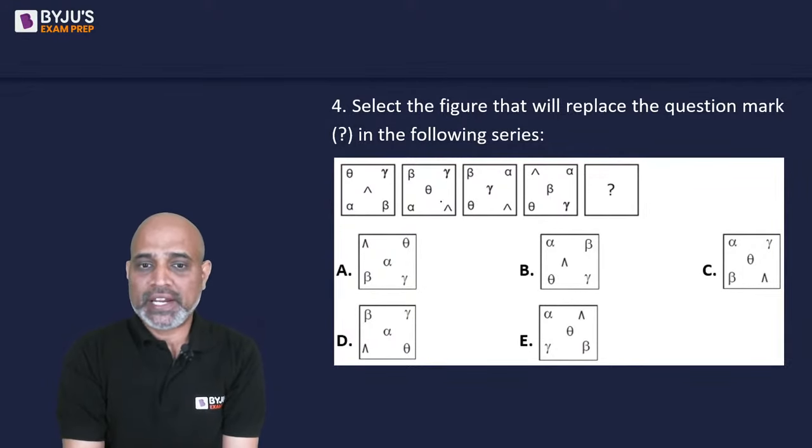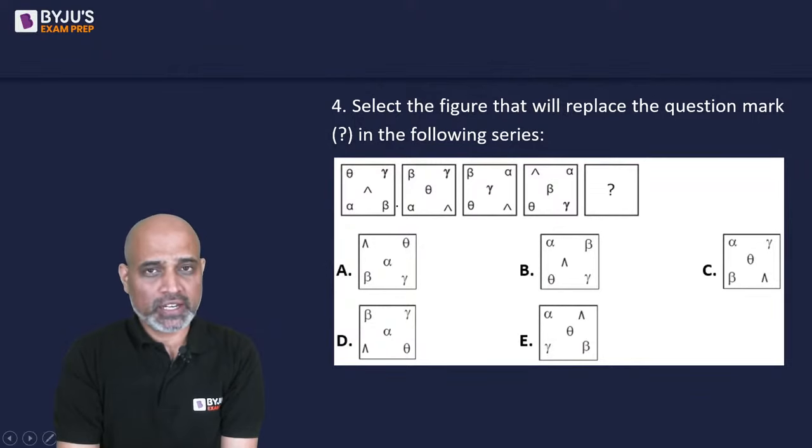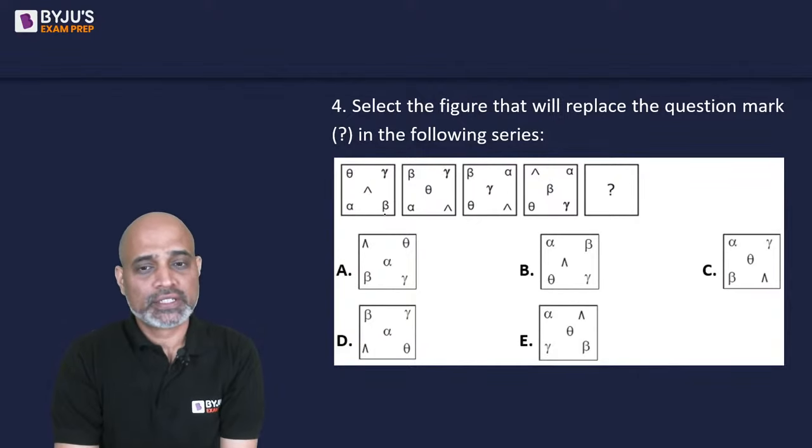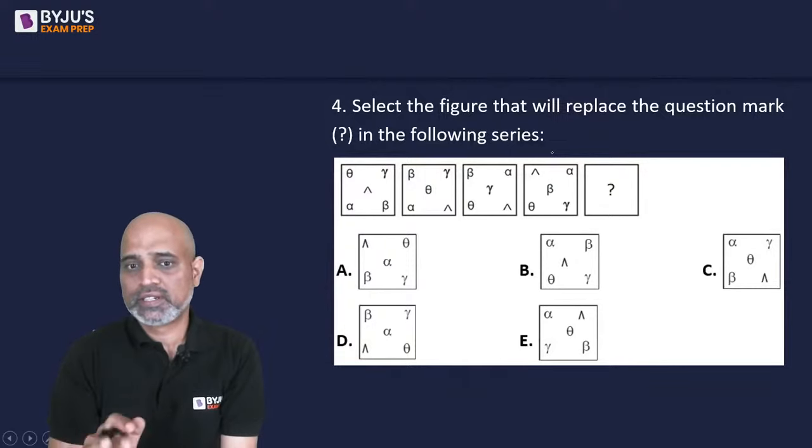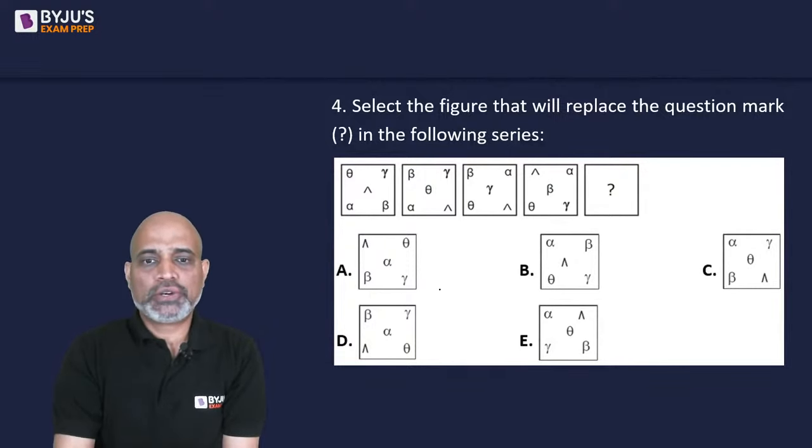So if you pay attention, you will find that every square has alpha, beta, gamma, theta, and this cap, the power symbol. It's the same in all of them, so the next one will also have the same, right? Now, how is the rotation happening?